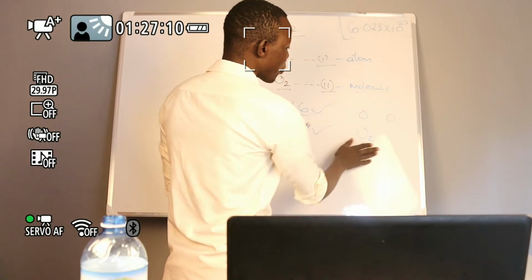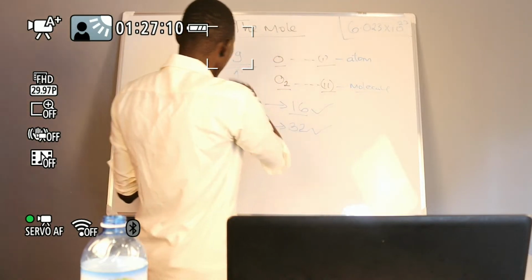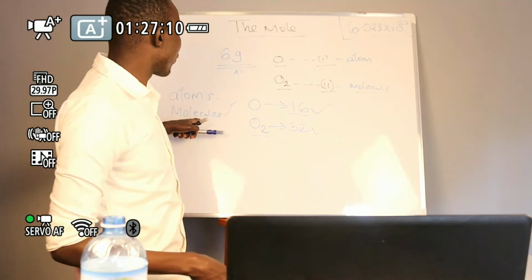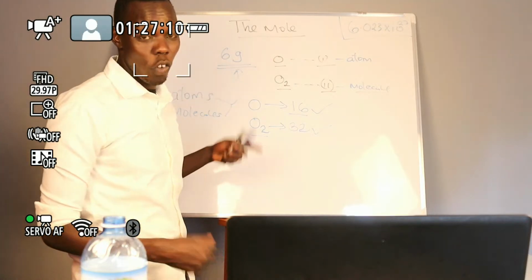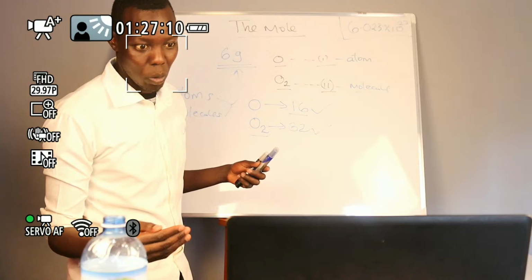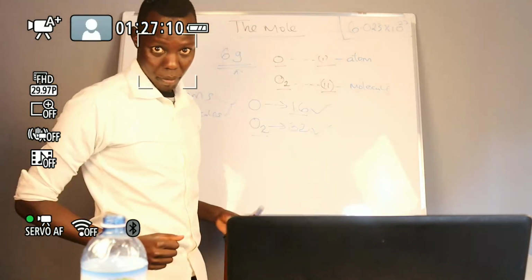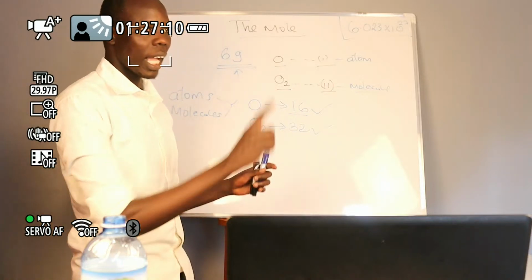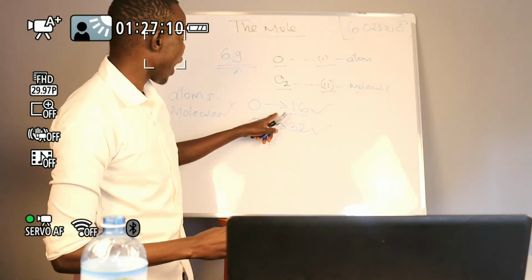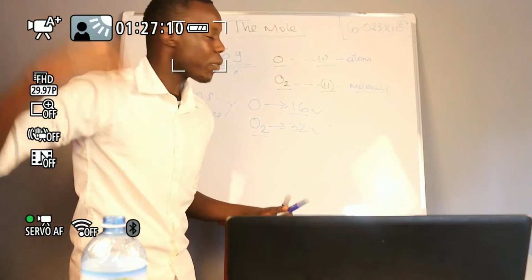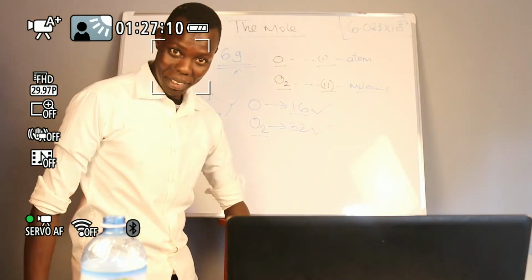So if you have to calculate molecules, in fact you will see it right now, the answer of the 6 grams of molecules of oxygen will be less, because lazima ukutanishe mbili mbili. Lakini atoms kanakaa moja moja. So the answer to the atoms will be a greater value than the answer to the molecules.